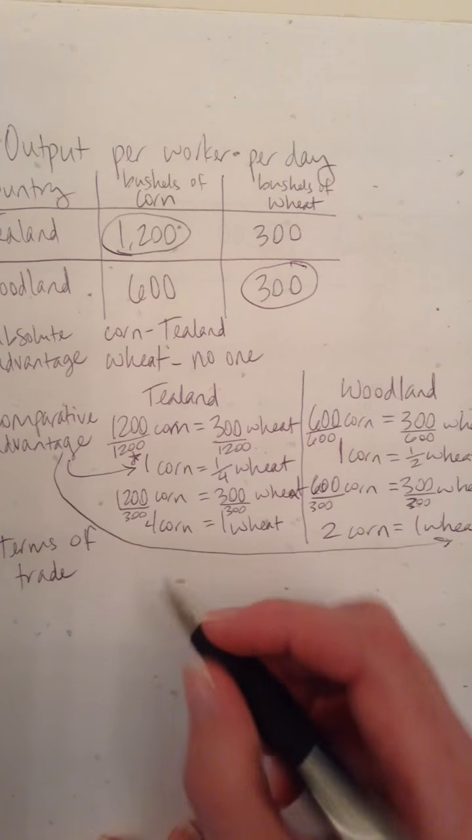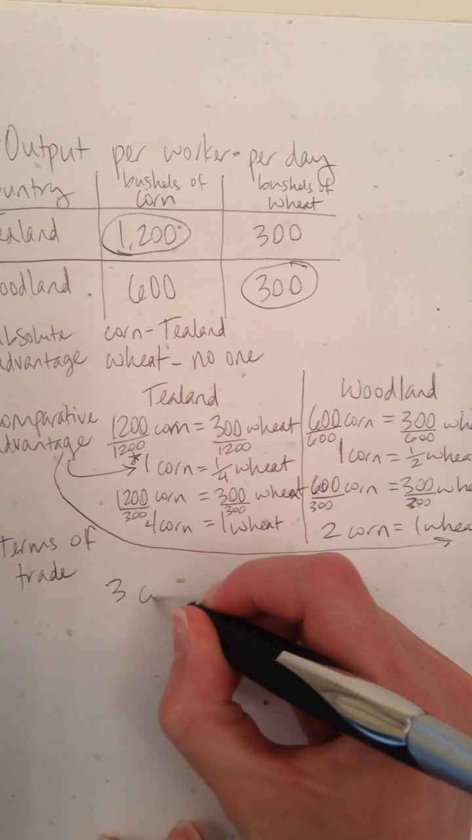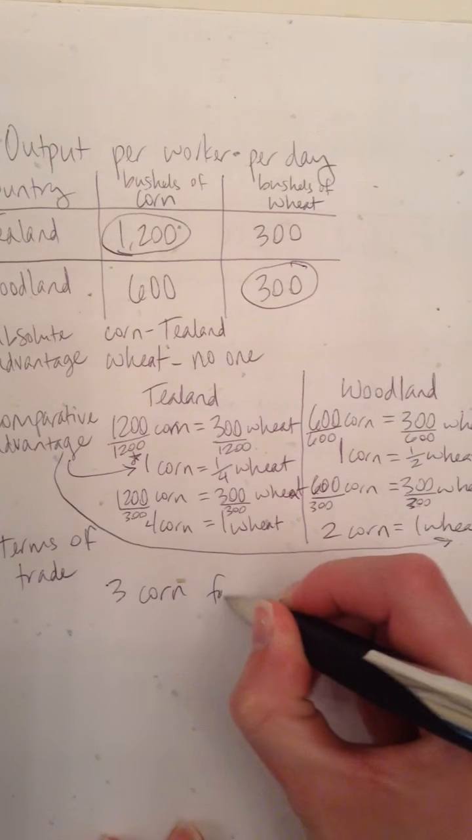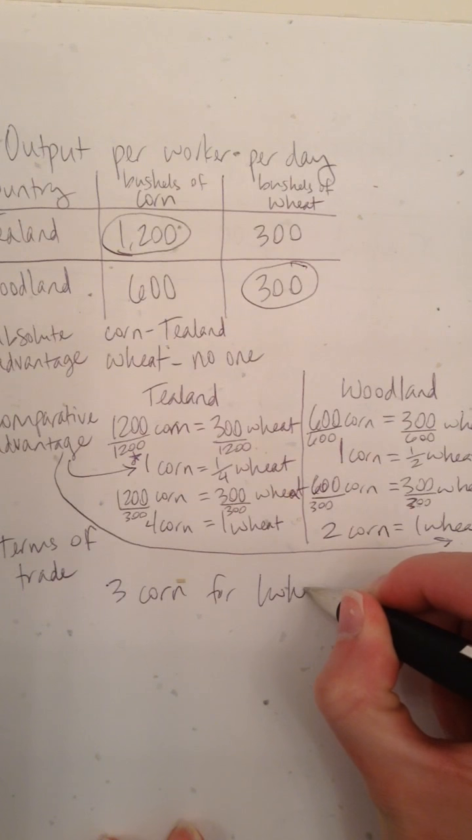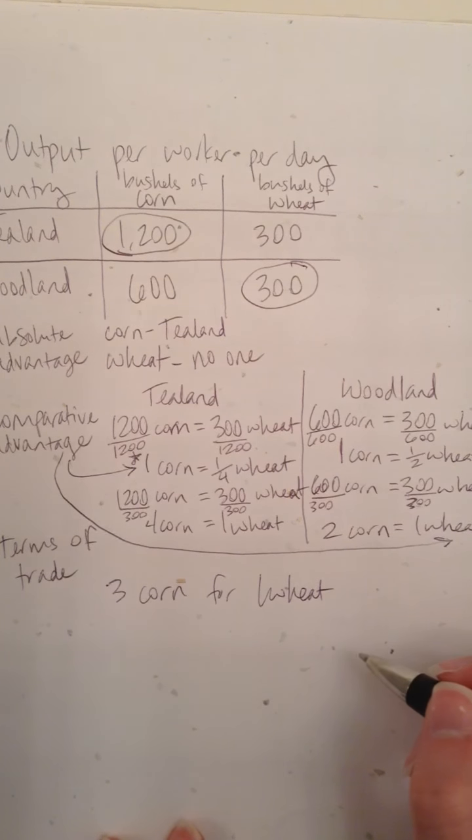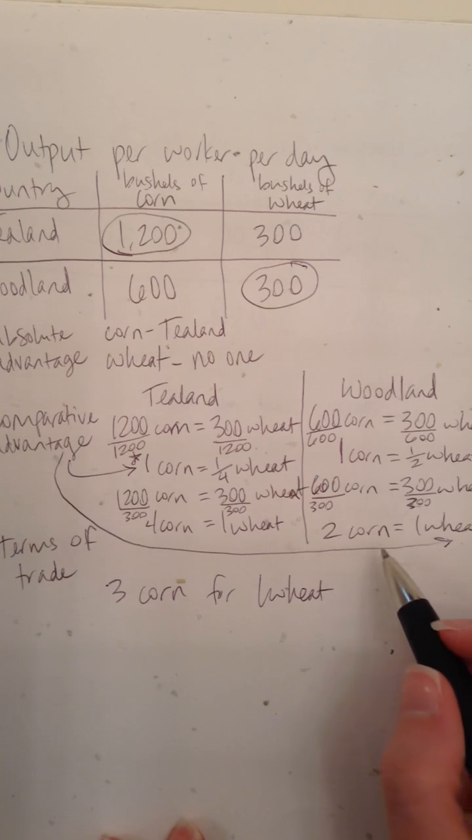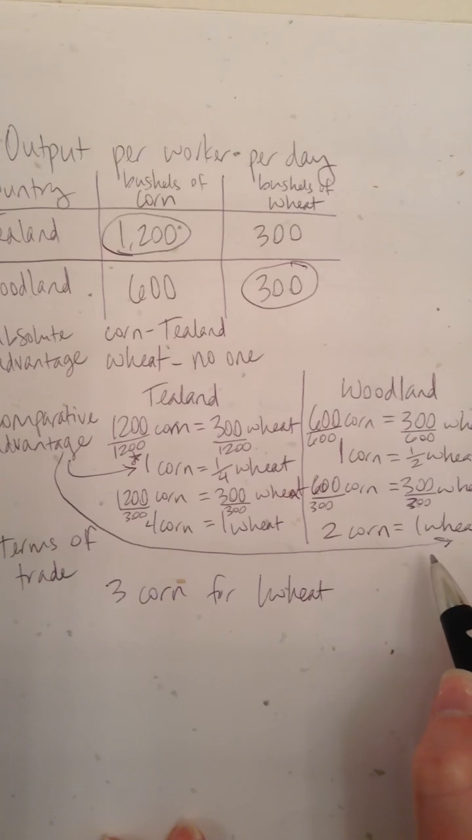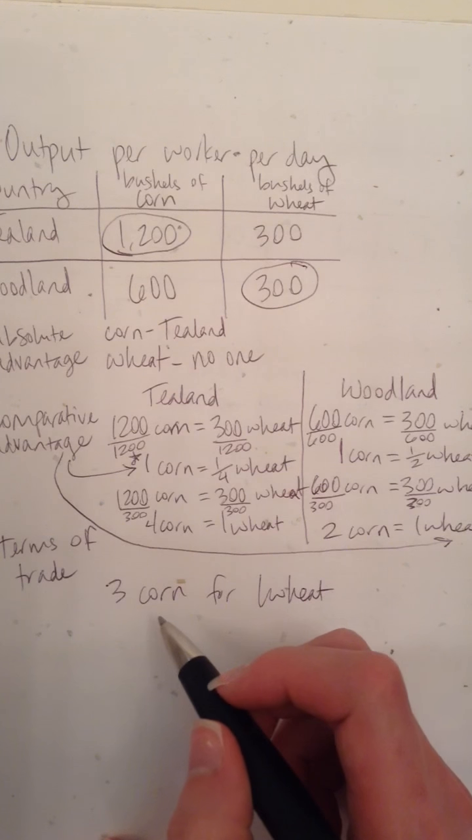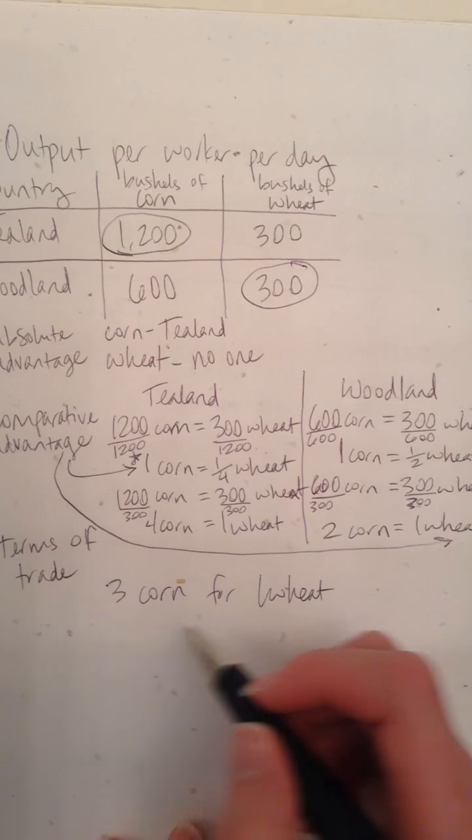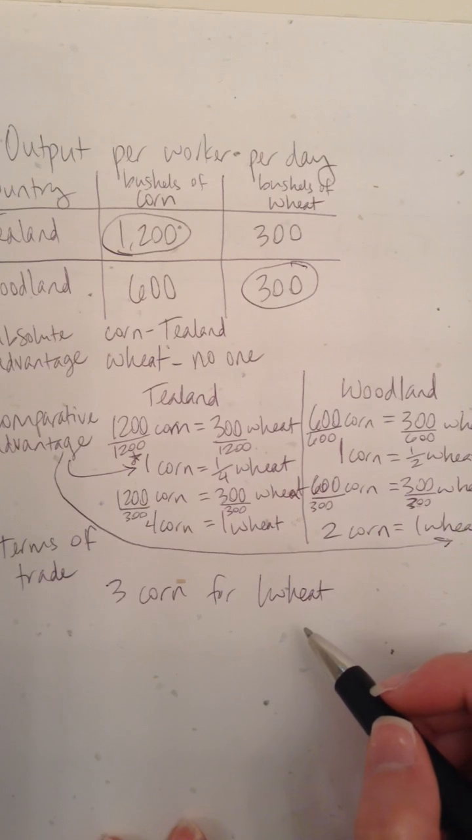Basically, if the terms of trade were 3 bushels of corn for 1 bushel of wheat, both countries would be happy with those terms of trade because woodland, if they produce domestically, they only get 2 bushels of corn for every bushel of wheat. So if tea-land is willing to give them 3 bushels of corn for every bushel of wheat, they'll be happy because that's more than they could get domestically.